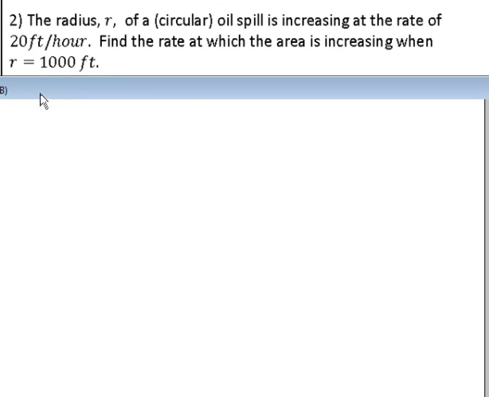Okay, here's another related rate problem. In number 2, it says the radius r of a circular oil spill is increasing at the rate of 20 feet per hour. Okay, so we can picture an oil spill that's a circle, and it keeps increasing. And it says the radius, let's say here's the radius, is increasing at the rate of 20 feet per hour. So we're told that dr/dt is equal to 20.